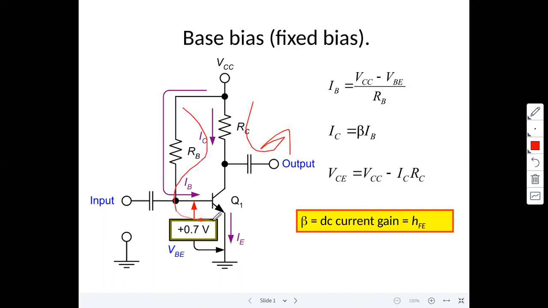This is the input loop, right? And the base current IB is equal to VCC minus VBE by RB. IC is equal to beta times IB and VC is equal to VCC minus ICRC. Here the HFE is sometimes also called beta. Some textbooks say HFE, or others consider beta the forward current gain. Beta is the DC current gain, that is equal to HFE.